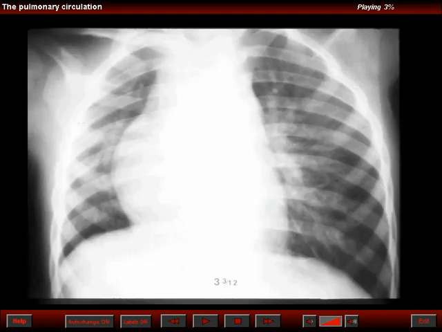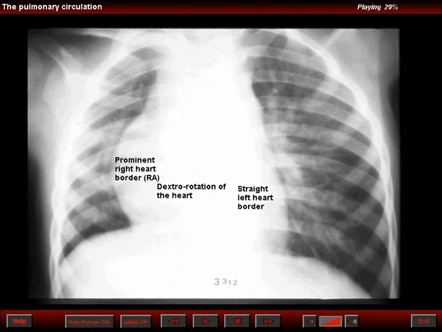Another case of a horseshoe lung, note the dextral position of the heart, dextral rotation of the heart, which produces a straight left heart border and a prominent right atrial border. This is because the heart rotates using the caval axis as the hinge of a door. When the heart rotates towards the right side, the left heart border appears somewhat straight, and we see a prominent convexity that represents a normal right atrium.